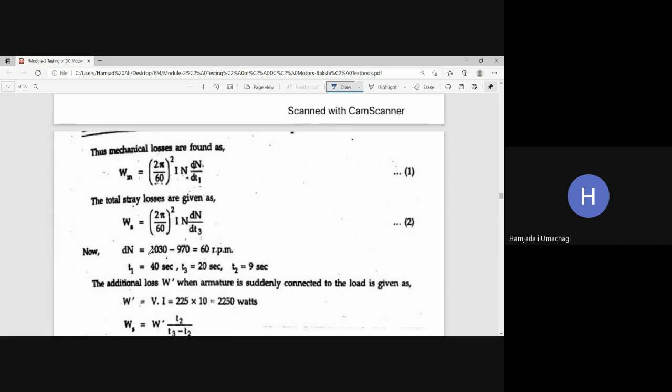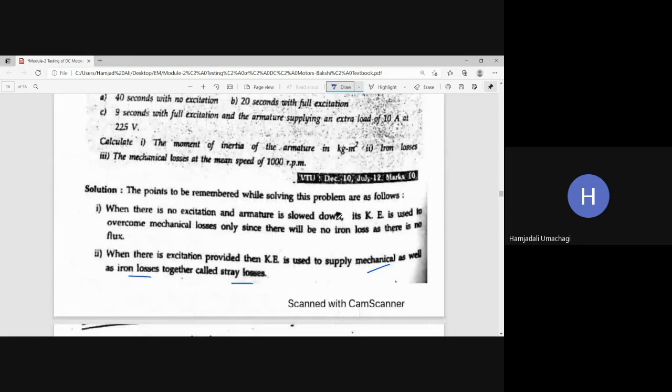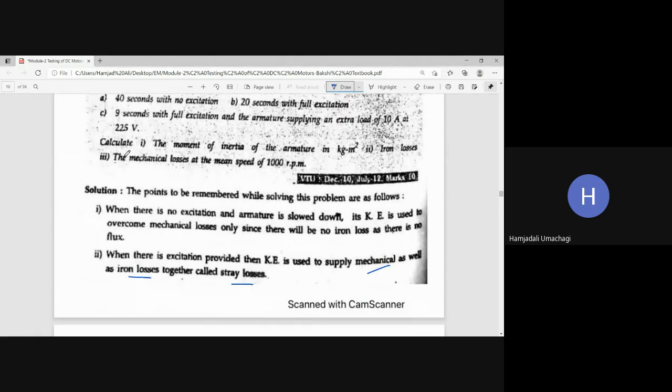Now let us calculate the change in the speed. dN is equal to the initial speed of 1030 rpm, which has been lowered to 970 rpm. So 1030 minus 970, the difference is 60 rpm. And the time intervals given in the problem statement are 40 seconds, 20 seconds and 9 seconds. These are the different intervals of time, where T1 is 40 seconds, T3 is 20 seconds, and T2 is 9 seconds.